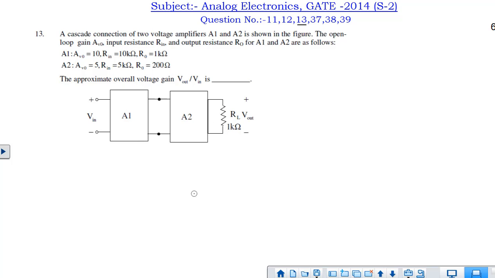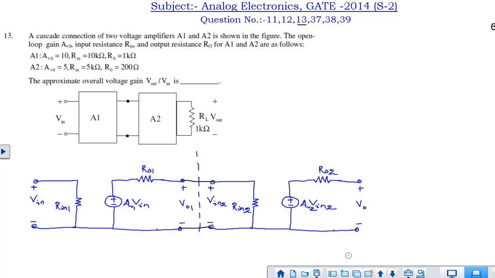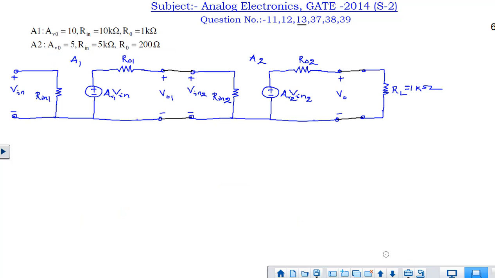So we can represent each amplifier as a voltage dependent voltage source, like this, and there will be input impedance and output impedance like this. Similarly, A2 can be cascaded to this, and finally this RL will be connected at the output. RL is connected at the output. We have to find out what is the voltage gain, that is V0 by Vin. So we have this circuit basically.